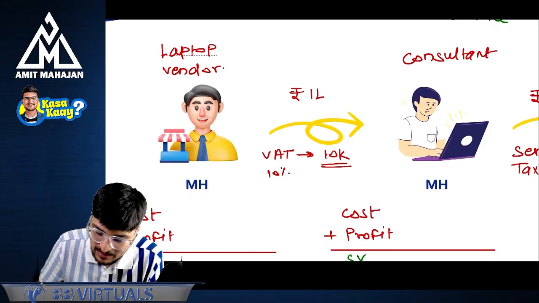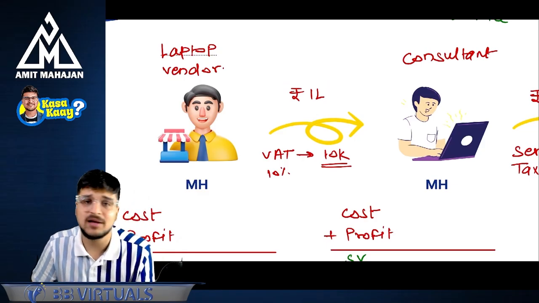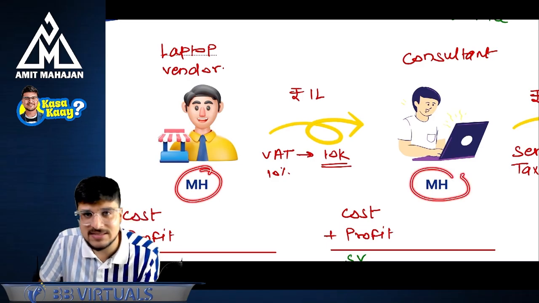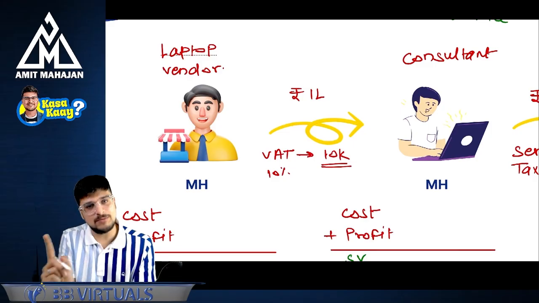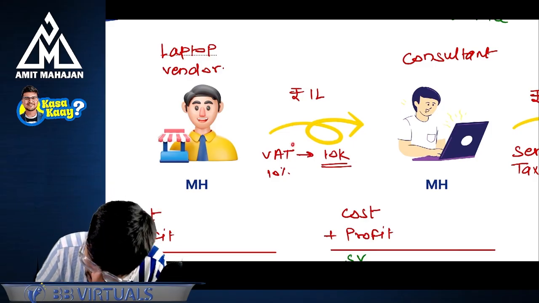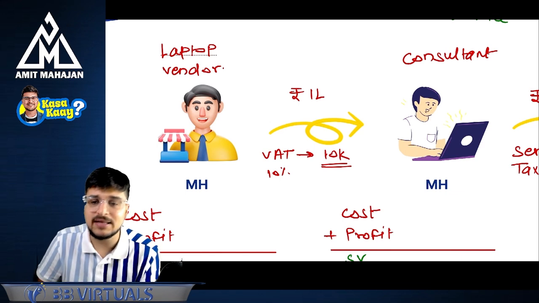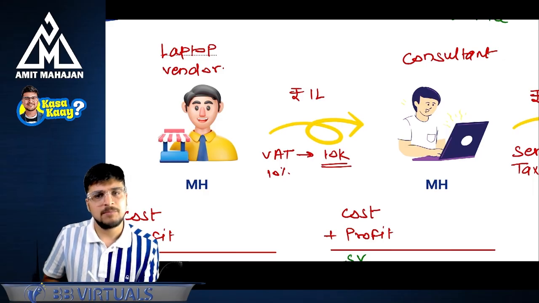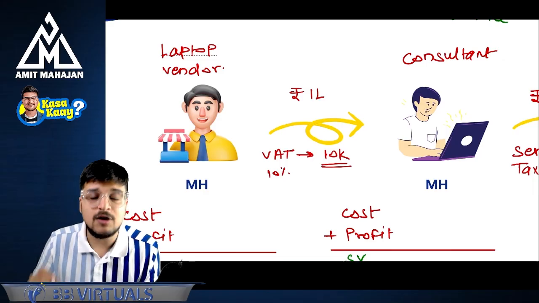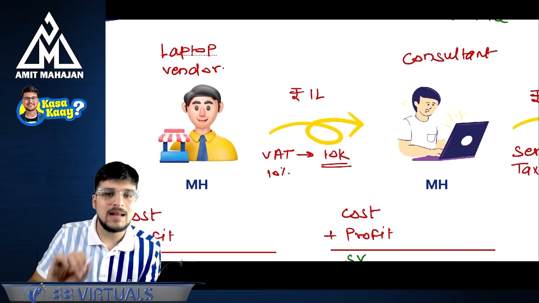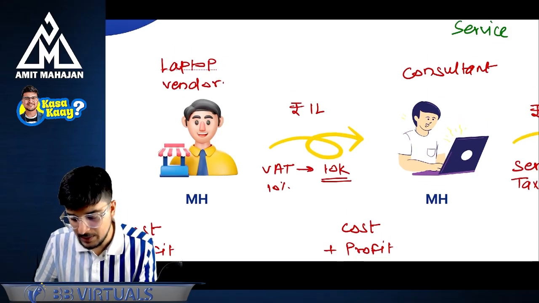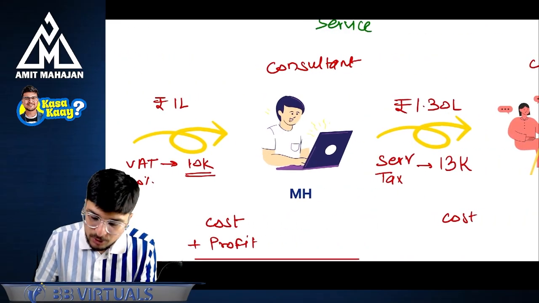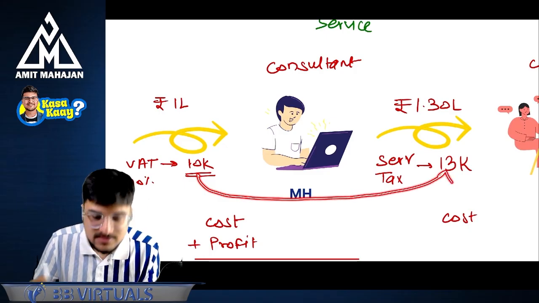Now, please understand, the laptop vendor charged 1 lakh rupees from the consultant. Since the transaction is happening within the same state, can I say it is a sale of goods within the same state? VAT will be applicable, and assume that the rate is going to be 10%. So the amount will be 10,000 rupees. The Maharashtra consultant will pay 10,000 rupees VAT to that laptop vendor. Now I have one simple question. Will this consultant be able to take the credit of this 10,000 against this 13,000?